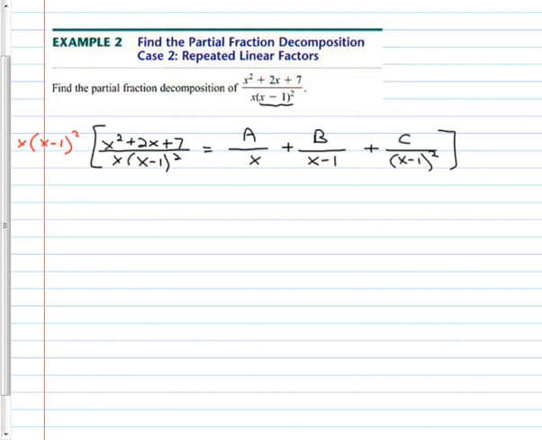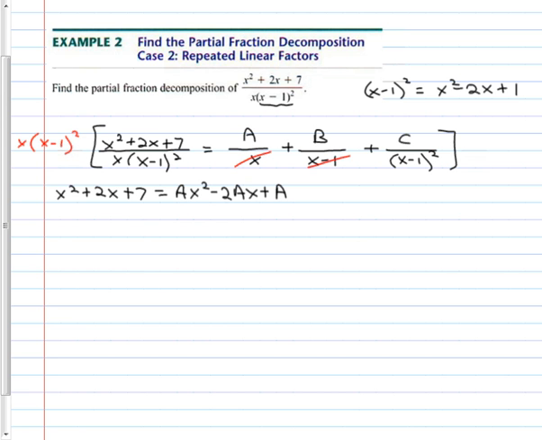So if I'm going to multiply everything by this, my first fraction's denominator just cancels out. X squared plus 2x plus 7. Now over here, x cancels, so I have to multiply that A times (x minus 1) squared. So maybe I better know what (x minus 1) squared equals. Can you tell me the answer? What is (x minus 1) squared? X squared minus 2x plus 1. There it is. So I'm going to have to multiply A times that thing: Ax squared minus 2Ax plus 1A.